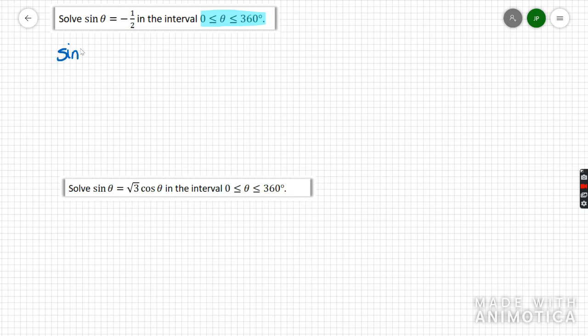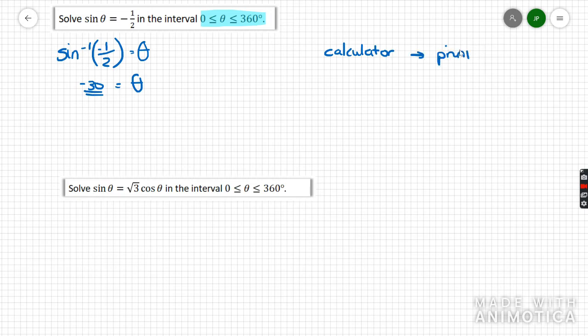So we're going to do sine to the minus 1 of minus a half to give us theta. So theta is going to be minus 30. Now, what you'll find is the answer you're given is not always within our range. A calculator will always give us something called the principal answer. That principal answer will always lie as an acute angle. It's always going to be somewhere between minus 90 and 90.